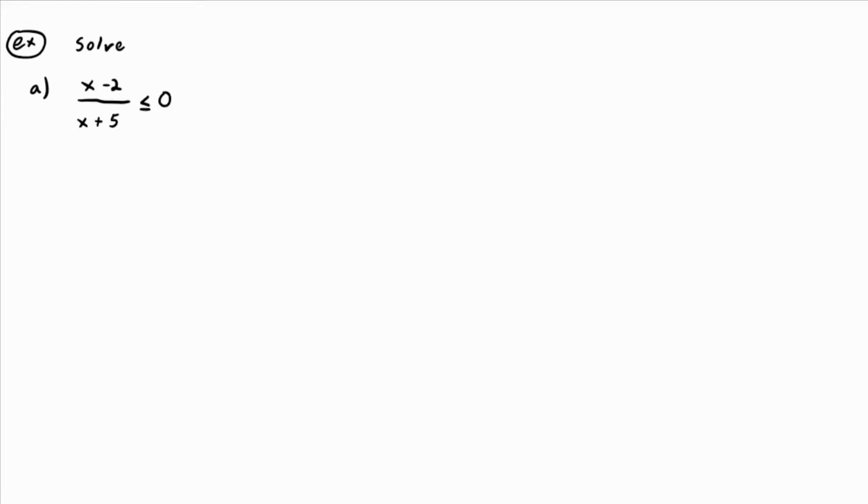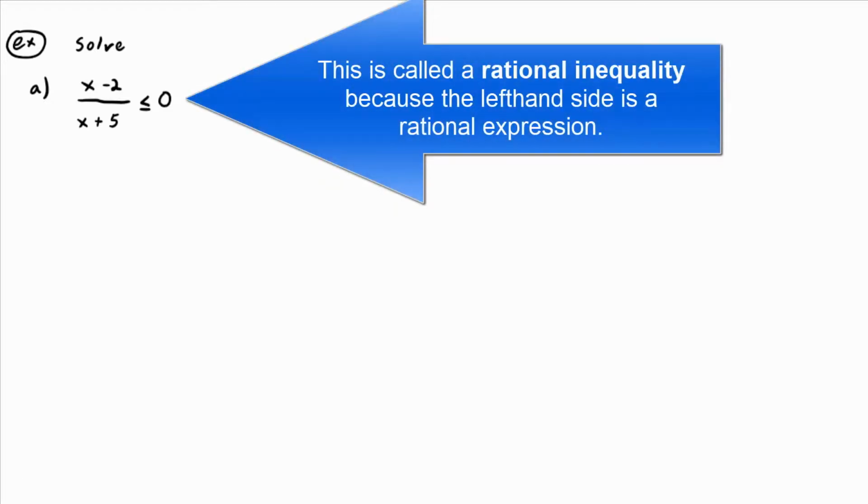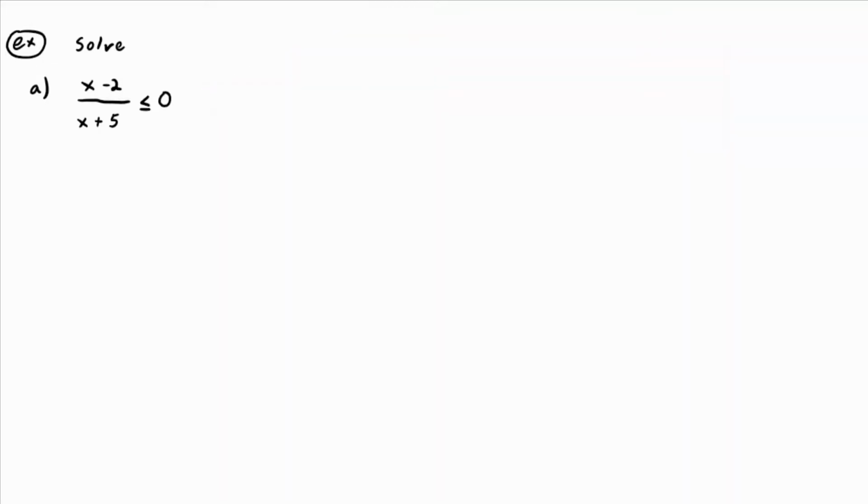So in the next example, let's solve part A. (x - 2)/(x + 5) is less than or equal to 0. So it's the same process. We find our critical values by setting the equation equal to 0, and there's one more little detail that I'll tell you about in a second. And then we use test values.